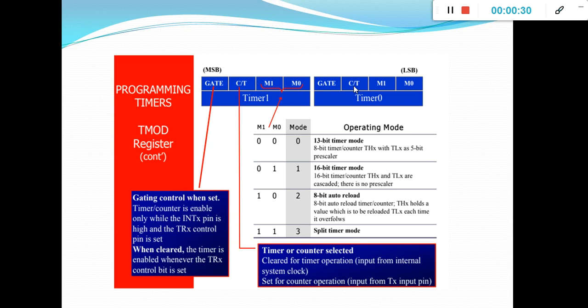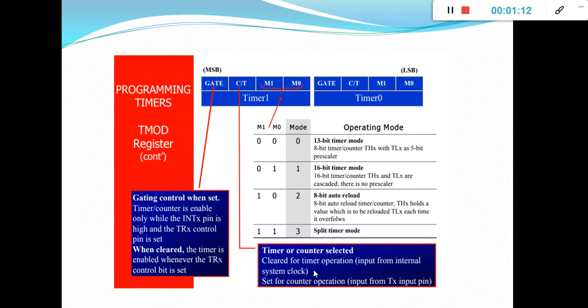So here if C bar T is equal to 0, it is used as a timer for time delay generation. If C bar T is equal to 1, it is used for event counting, which means it acts as a counter. Here you can see timer or counter selected, so it is cleared for timer operation. I told you, if you want to use it as a timer, you have to put 0 in that bit. Suppose you are using it as a counter, you have to set it, which means you put 1 in that bit. So the input for the timer operation is from the internal system clock.